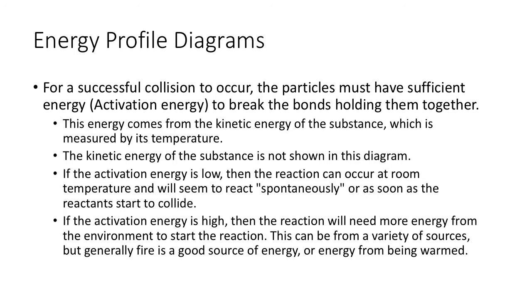For a successful collision to occur, the particles must have sufficient energy, i.e. activation energy, to break the bonds holding them together. What are the other two things that they need to have? A collision and a correct orientation. This energy comes from the kinetic energy of the substance, which is measured by its temperature. The kinetic energy of the substance is not shown in this diagram. We'll be talking about that in the next video, in the next diagram.